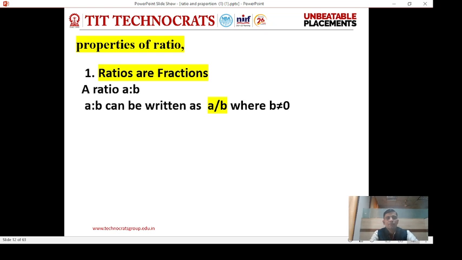Property of ratio. Ratio A and B, written as A ratio B, can be written in the form of A upon B, where B is not equal to 0.